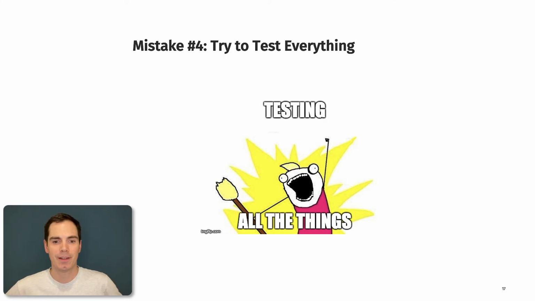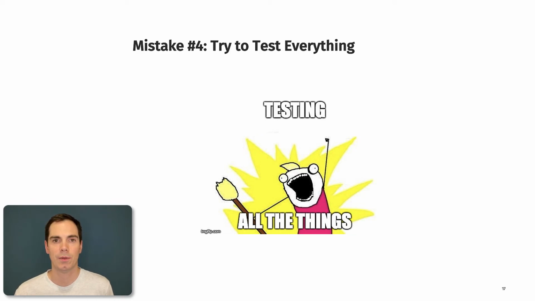Try to test everything. Yes, test all the things. This is not usually a mistake only on mobile apps, but also on other software products. Software testers, especially junior software testers that do not have enough experience from their previous career, try to test as much as possible. They try to test everything, right? Let's test all the things. And this is not possible, right?